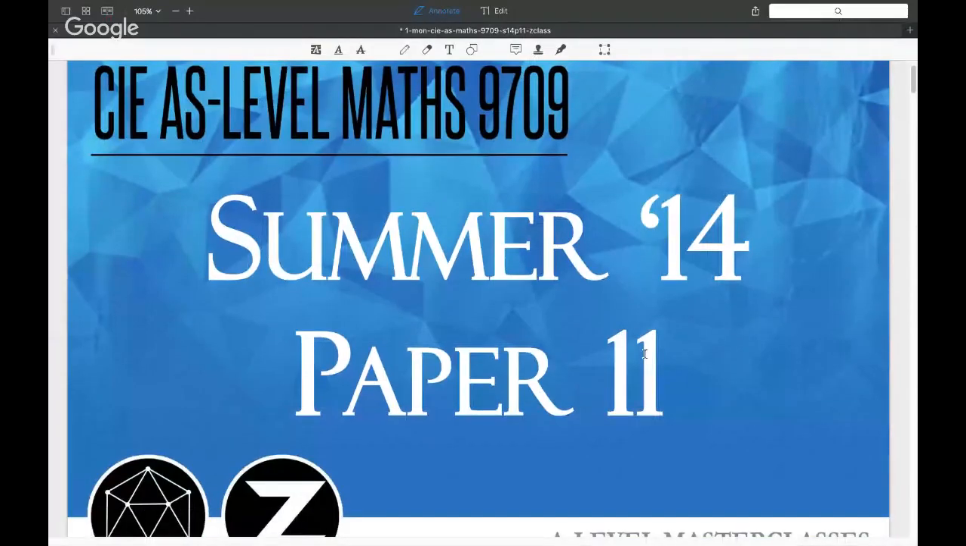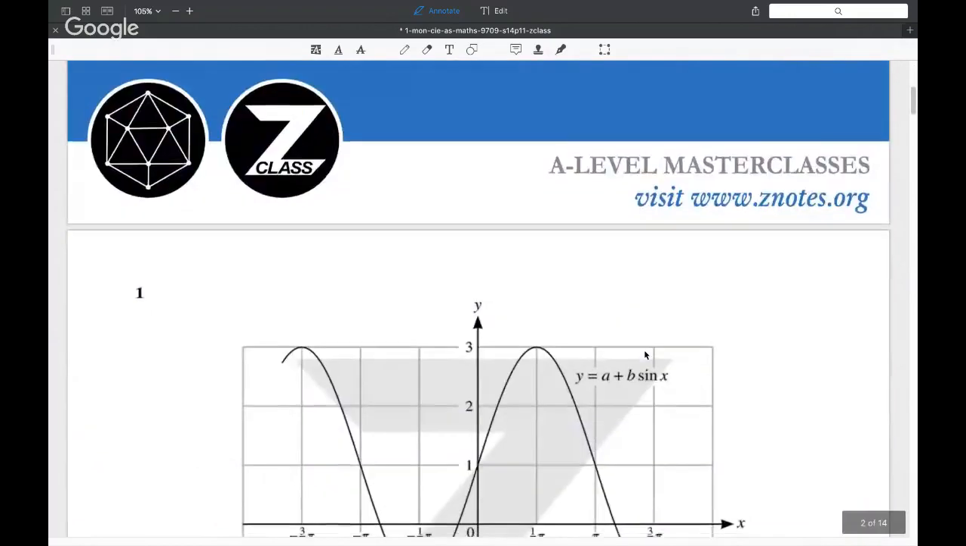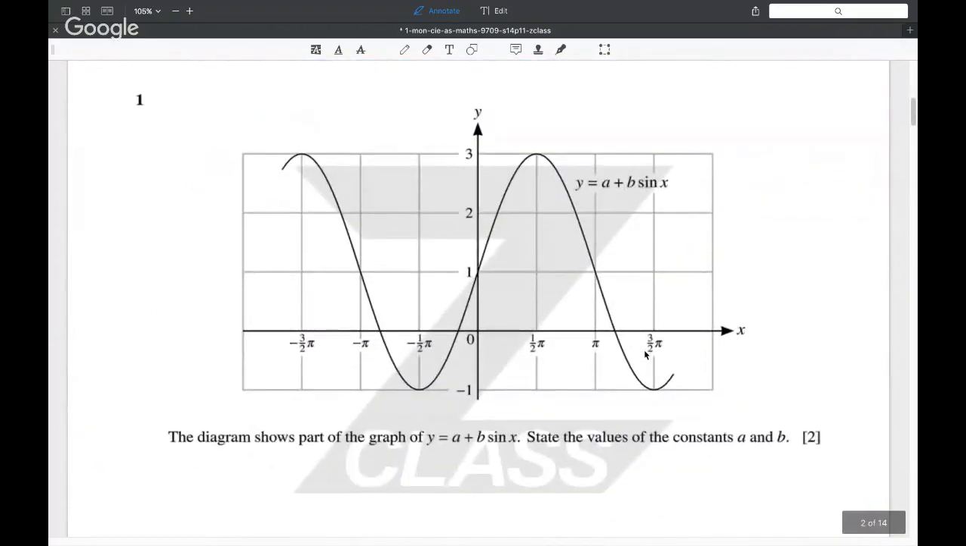Right, so hello everyone. This is AS Level Math, summer 2014. Question 1 is all about the transformation of graphs.